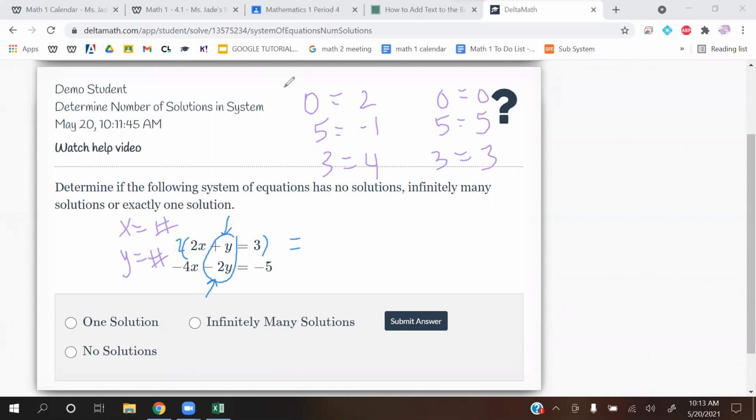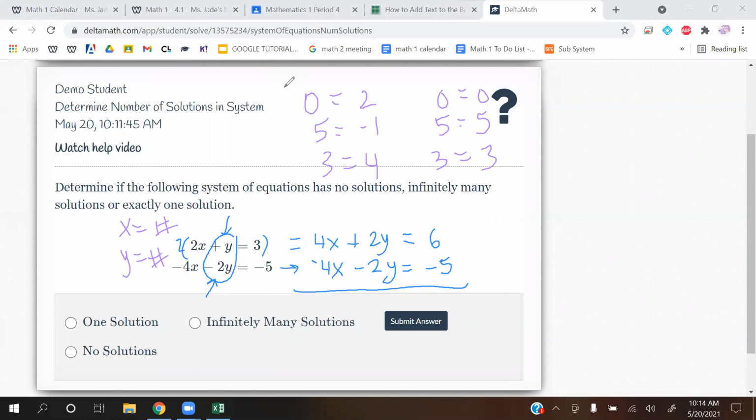So let me rewrite it. 2 times 2x gives me 4x. 2 times y gives me 2y. And then 2 times 3 gives me 6. So all I did was distribute the 2 that I wanted to multiply, just distribute it to the entire equation. And I'm just going to write the other equation underneath. I haven't changed it.